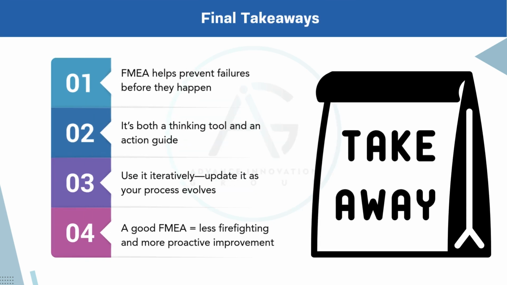As we wrap up our session on FMEA, here are some final takeaways to remember. These points capture the essence of why and how FMEA adds value to your quality and process improvement efforts. Point 1. FMEA helps prevent failures before they happen. This is the core strength of FMEA. It's a proactive tool, not reactive. It helps us identify what could go wrong and take action before customers or operations are impacted. In a world where customers expect zero defects, this foresight is essential.